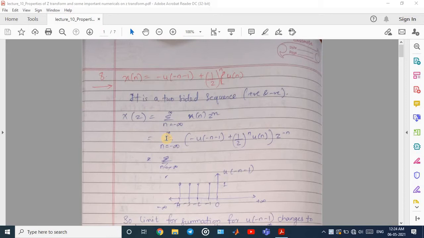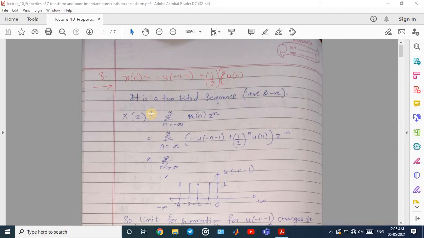So today in this lecture we are going to study some more important numericals of Z transform, which are important as far as the exam is concerned. Yesterday, in the last lecture, we saw a total of 7 problems with region of convergence plotting. Today we are going to see 3 to 4 problems and then discuss the concept of properties of Z transform, which are very important.